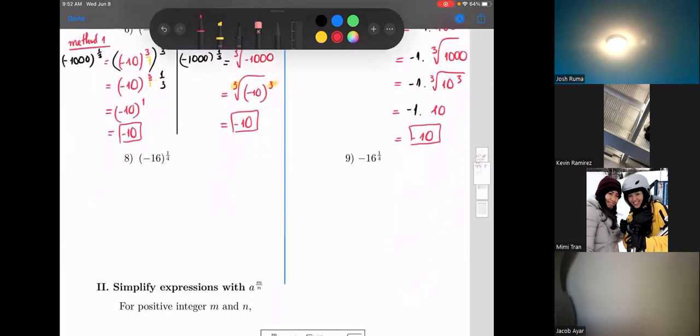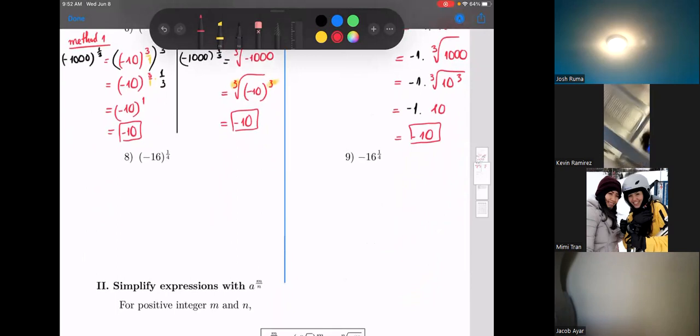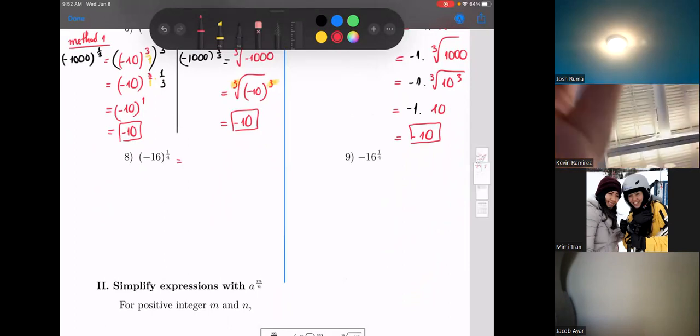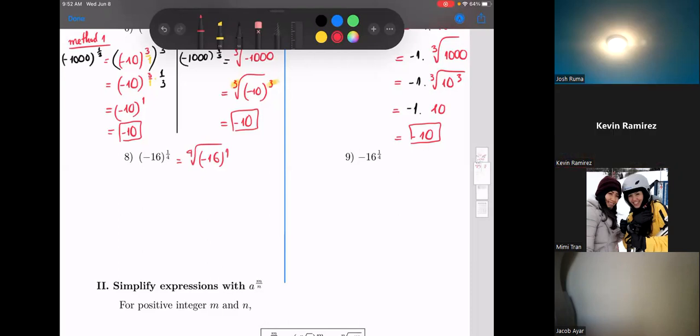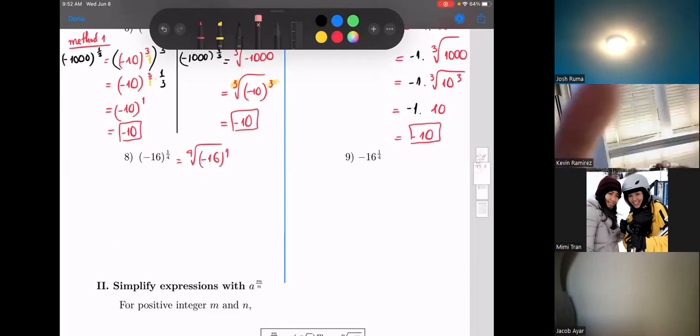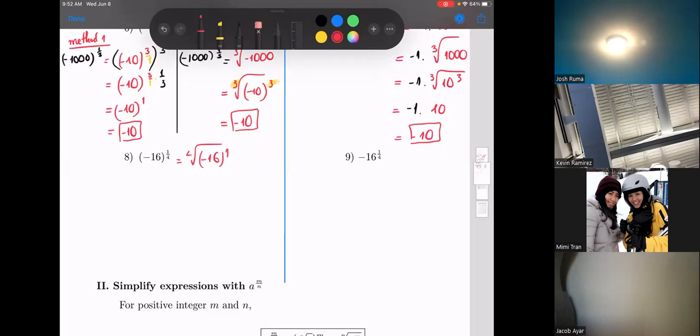Okay, so number 8, how would you rewrite this? Tell me your first step. You like to turn it into radical, so let's do that. So what kind of root is here? Square root, cube root? Yeah, 4th root. So -16 to the 1/4. Ooh, what happened? It's an even root. That's number 4, not number 9. Let me rewrite it.